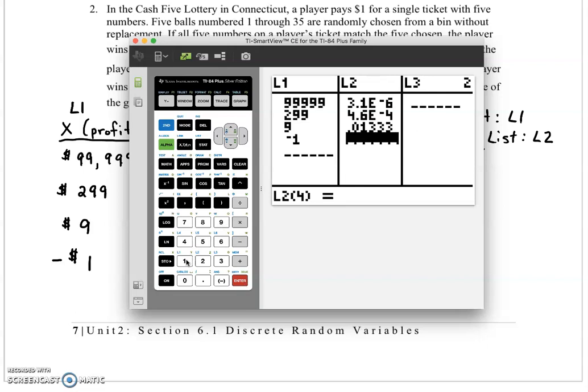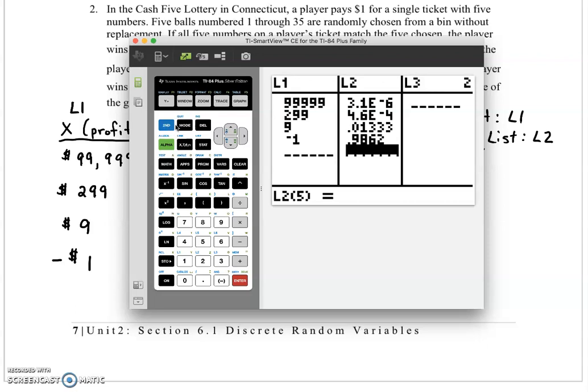And for this last one, we can just type 1 minus 1 over 324,632 minus 1 over 2164 minus 1 over 75. And you see that the probability of us losing $1 is 98.62%. This right here is why I will never buy a lottery ticket.